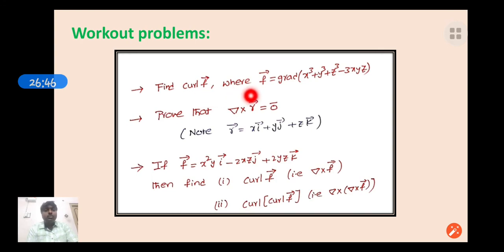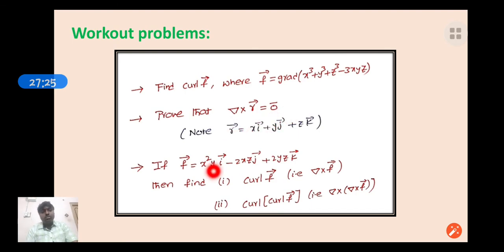Please go through these problems to work out. Find curl f bar, where f bar is equal to grad of x cube plus y cube plus z cube minus 3xyz. Already we know how to calculate the gradient. So grad of x cube plus y cube plus z cube minus 3xyz is a vector. For that vector, you have to calculate curl f bar. The next problem: prove that del cross r bar is equal to 0, that is, the position vector r bar is irrotational. I am taking the position vector as r bar is equal to x i bar plus y j bar plus z k bar. For this one, you calculate the curl of r bar.